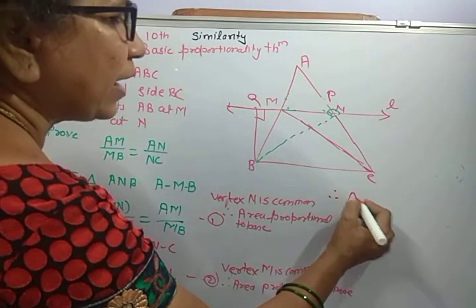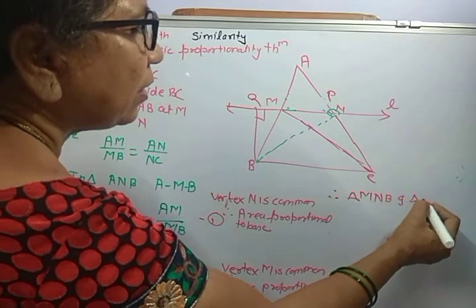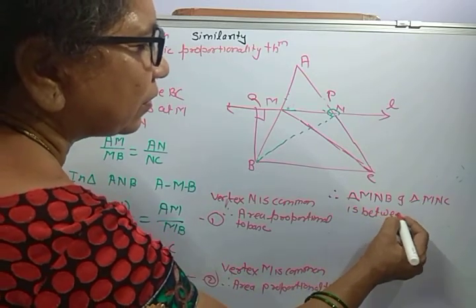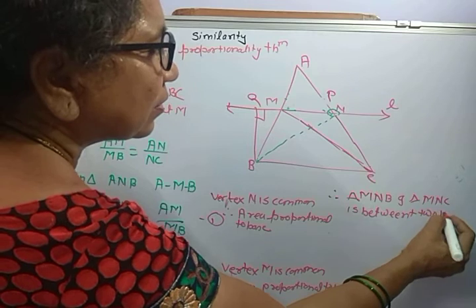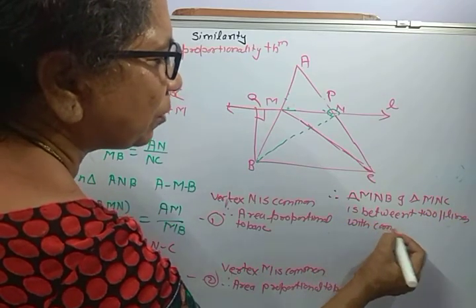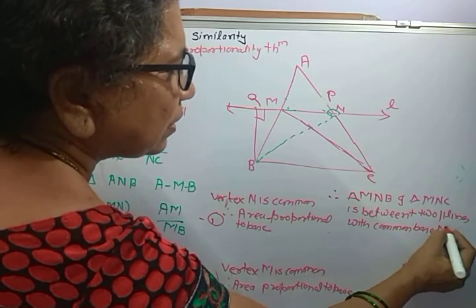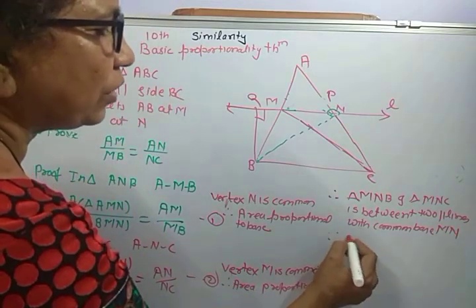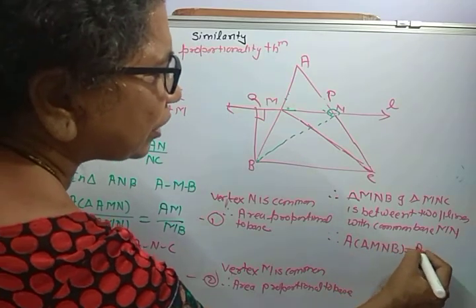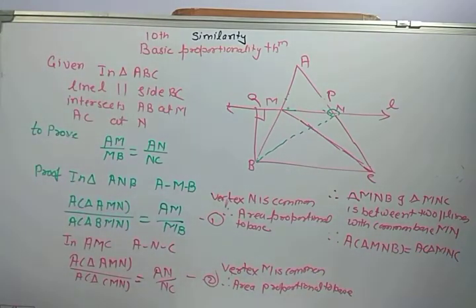Therefore triangle MNB and triangle MNC are between two parallel lines with a common base. Which common base? MN. Therefore, area of triangle MNB is equal to area of triangle MNC. Understood?